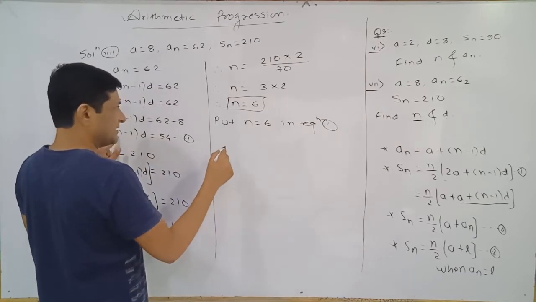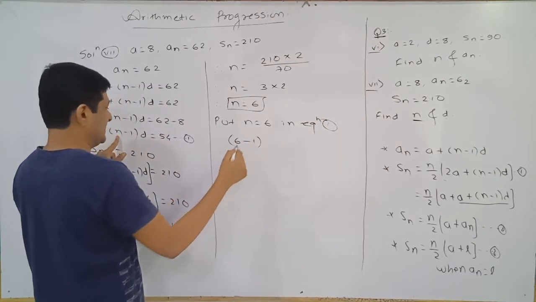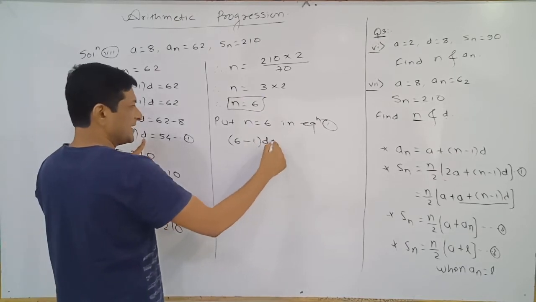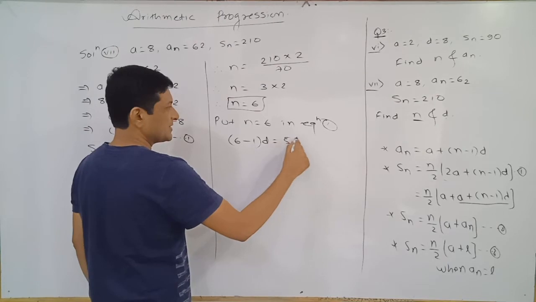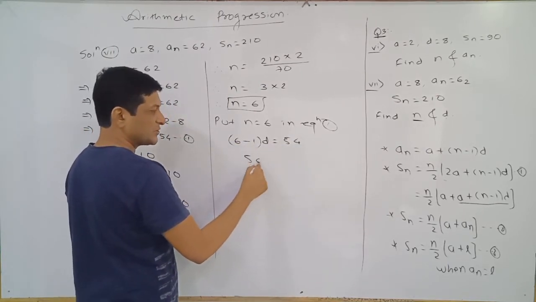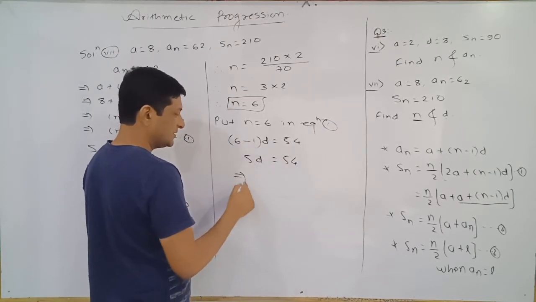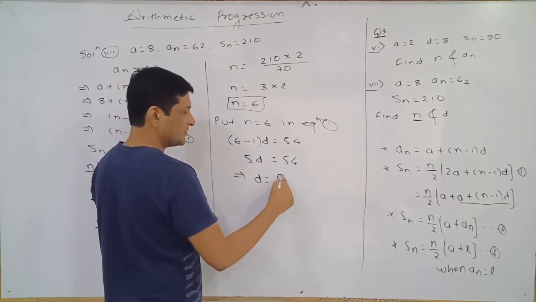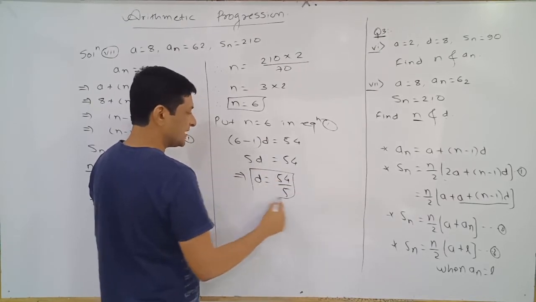See what we'll get here. If I am replacing n by 6 here, so here we get 6 minus 1 into d. d is our required value, so keep d as it is. On the right hand side 54 also as it is. So 6 minus 1 will be equal to 5. 5 into d is equal to 54. This implies that d is equal to 54 divided by 5. In this way we have got second required value.